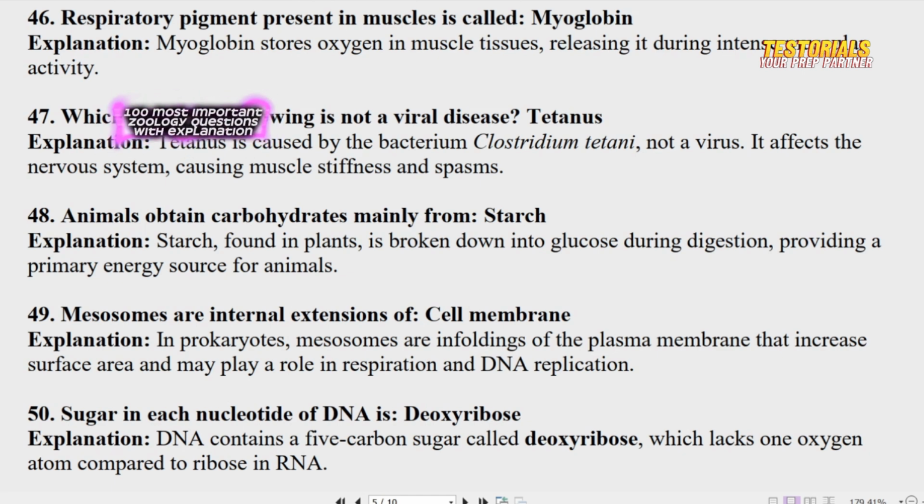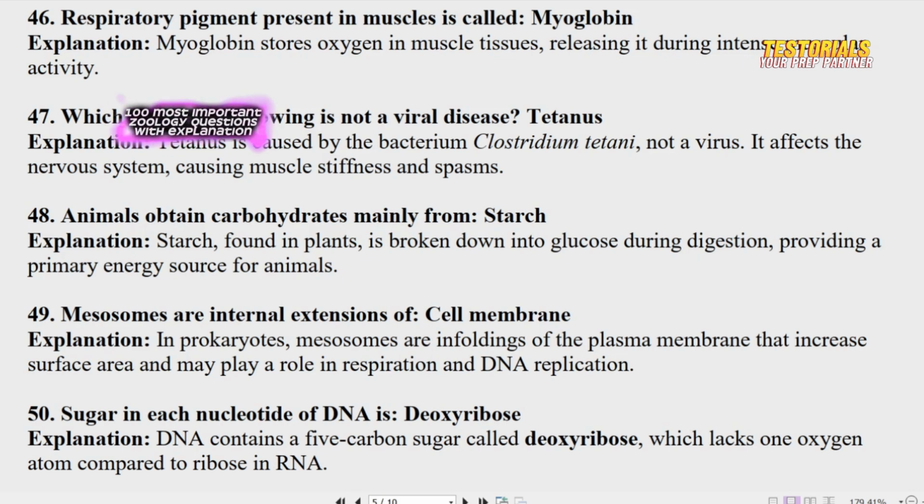48. Animals obtain carbohydrates mainly from starch. Explanation: starch, found in plants, is broken down into glucose during digestion, providing a primary energy source for animals.